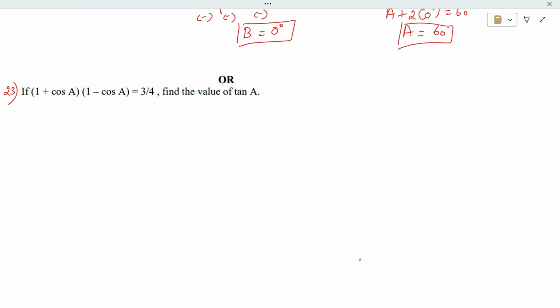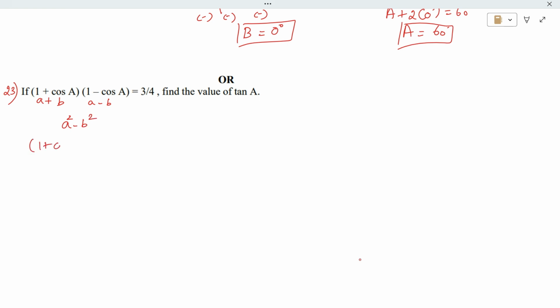Let's do question number 23. We have an internal choice, so this is the second question of 23. Okay, so (1 plus cos A) into (1 minus cos A) is given as 3 by 4. I know this is written in the format (A plus B) into (A minus B). So the identity is A square minus B square, isn't it?